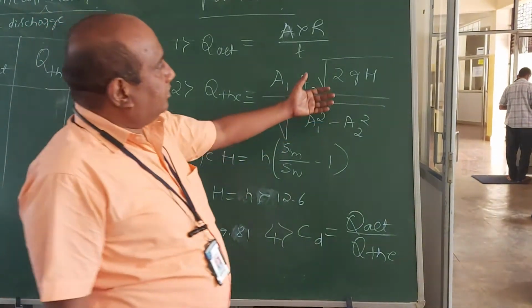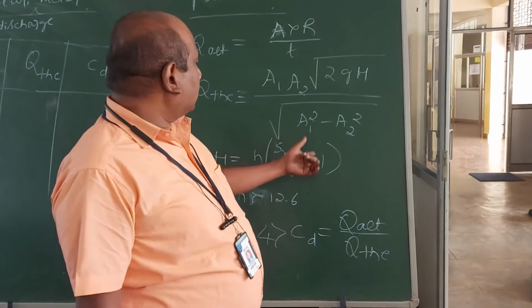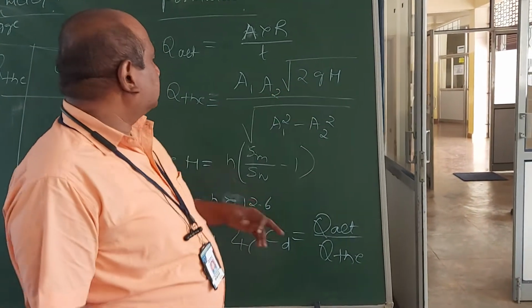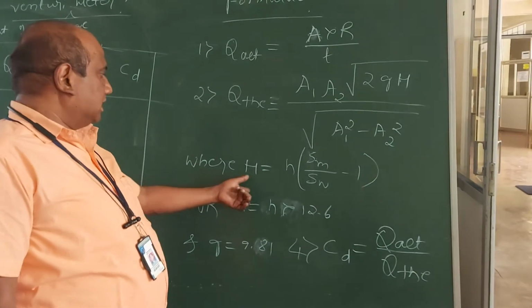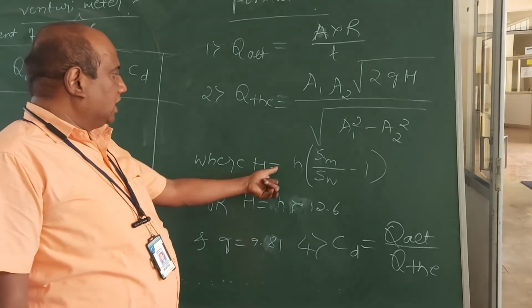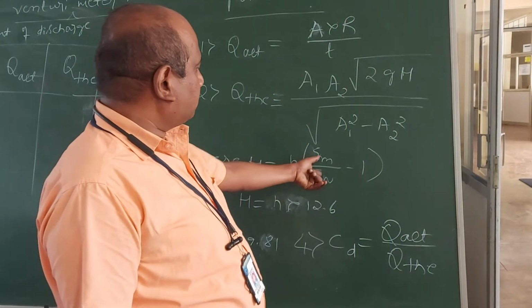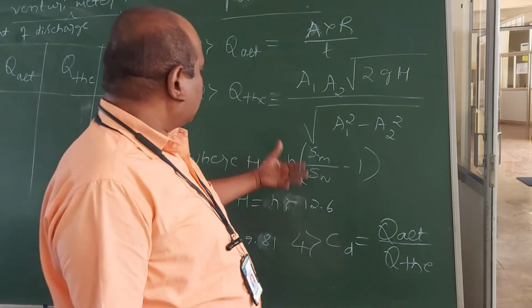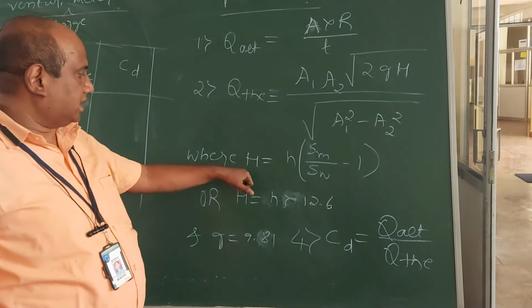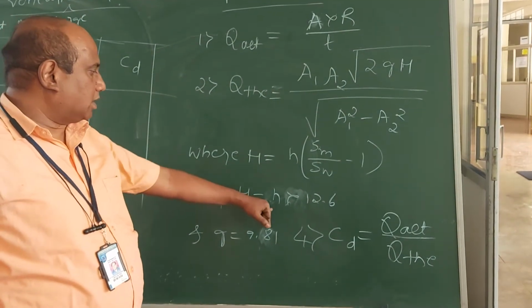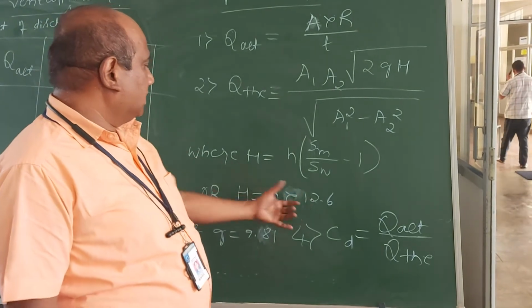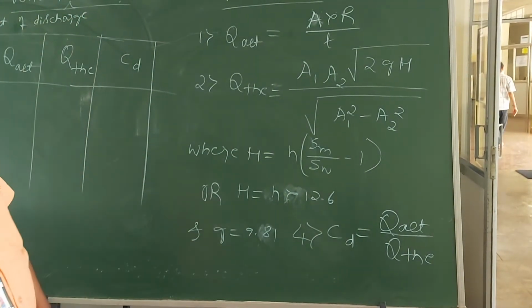And we know that to find out this water head, that is capital H, we have H equals small h into Sm by Sw minus 1. Or also it can be calculated this way, H equals small h into 12.6. This will give you the water head.